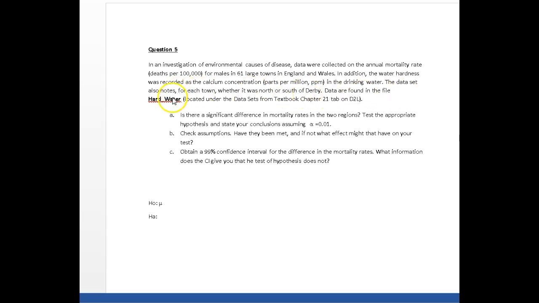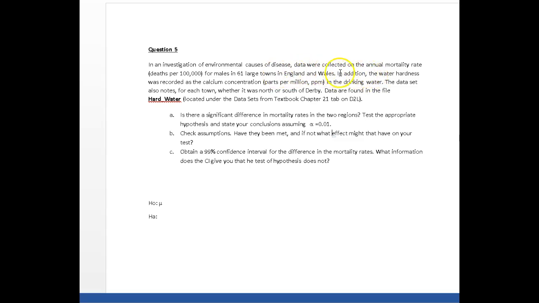Alright, the data are found in a file called Hardwater, and that's from chapter 21, and you're going to find that on D2L. We're asked, is there any significant difference in mortality rates in the two regions? The regions are broken up as being either north or south of Derby, and the question is about mortality rates.